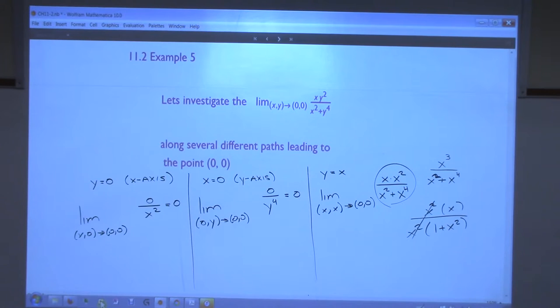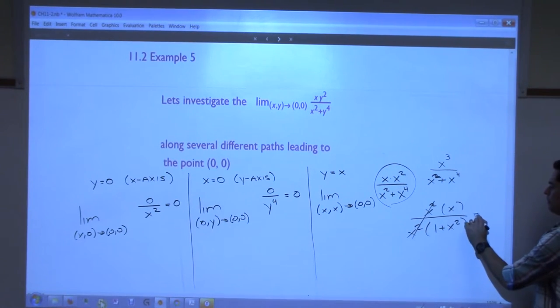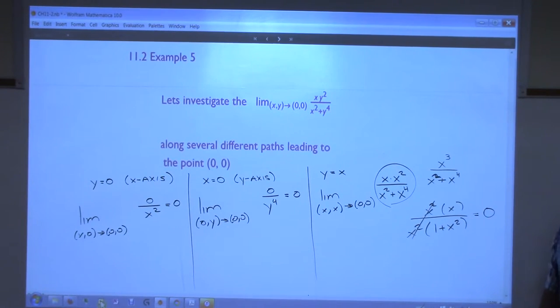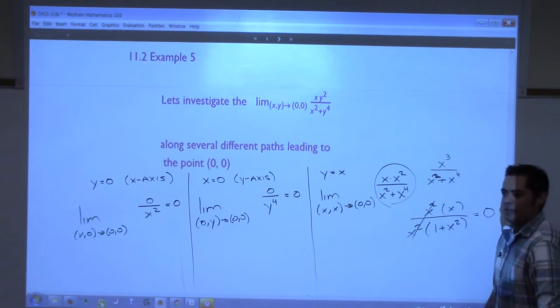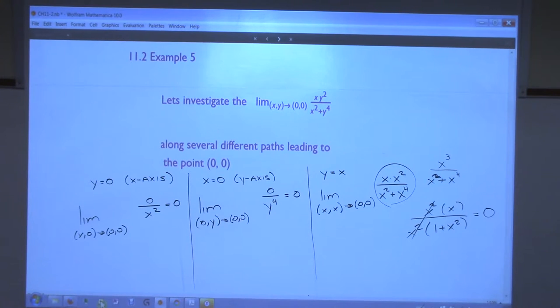So what happens here? If x goes to 0, what happens here? You get 0. Does that help you? No, that didn't help. So what next? What's your next path? X equals y squared? Where's that coming from? From magic?